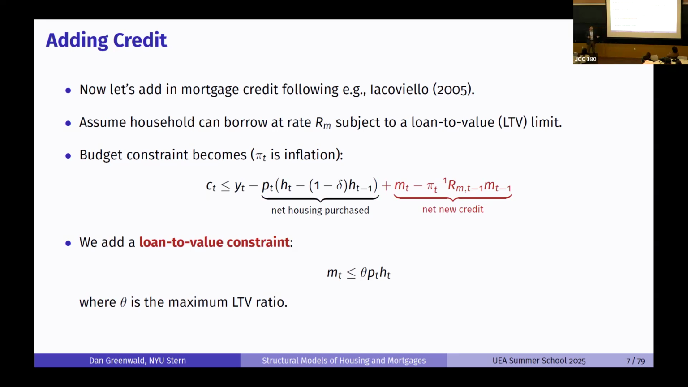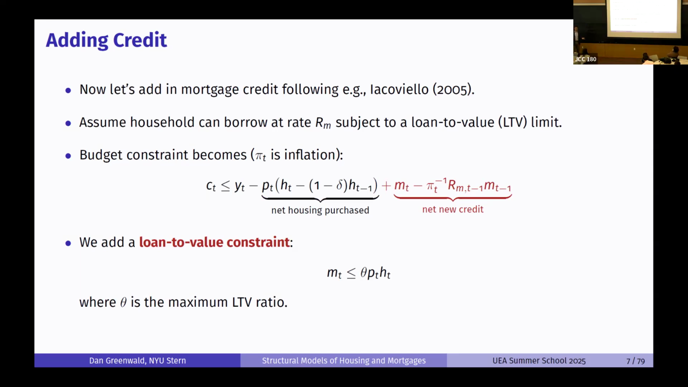Now, how much do you want to borrow? Well, potentially a lot, right? But you can't always do that. So what I'm also going to add in is a loan to value limit that says that your mortgage amount is less than or equal to some fraction of the value of the housing you're purchasing today, where theta is going to be the maximum loan to value ratio. Okay. So this is a real world constraint. It's true. If you really go buy a house, you have to abide by this.